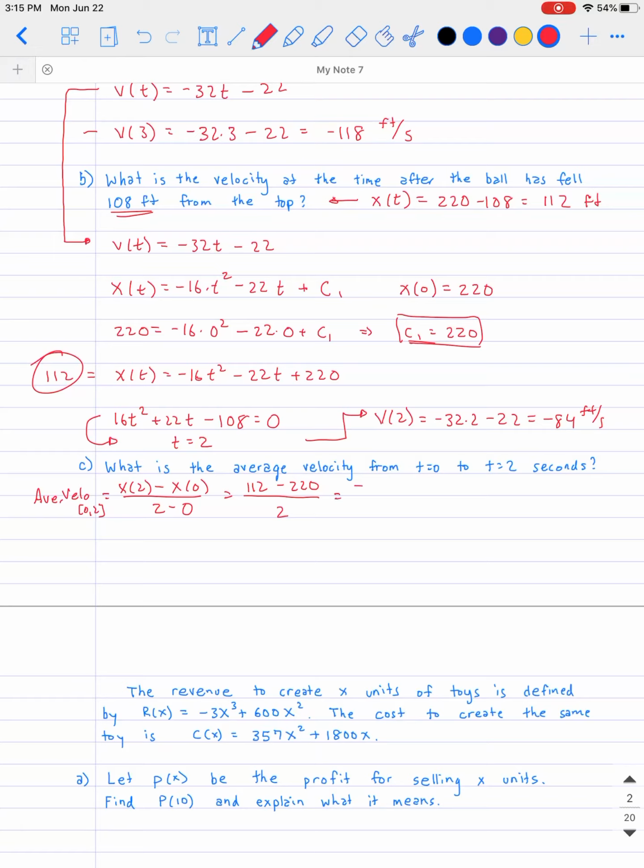So clean this up as much as we possibly can. Negative 108 divided by 2. So that's going to be equal to negative 54. And that is also going to be in terms of feet per second. Okay, all right, so those are the type of problems that you'll be seeing, hopefully in the homework assignment, or when you deal with this.